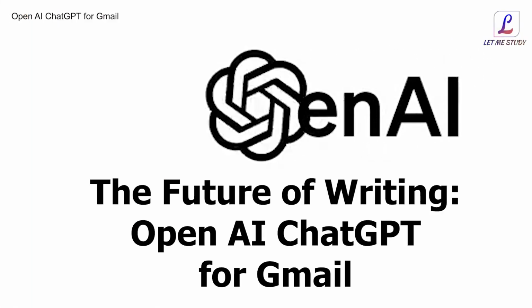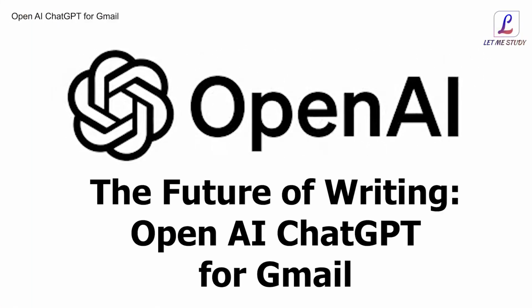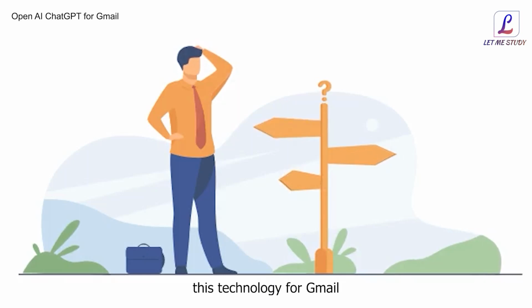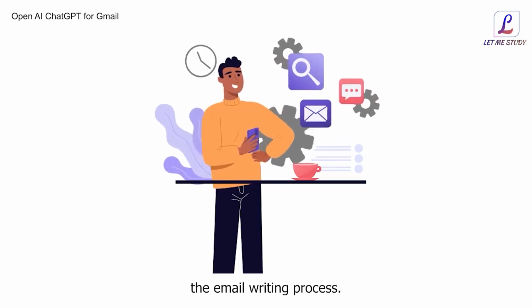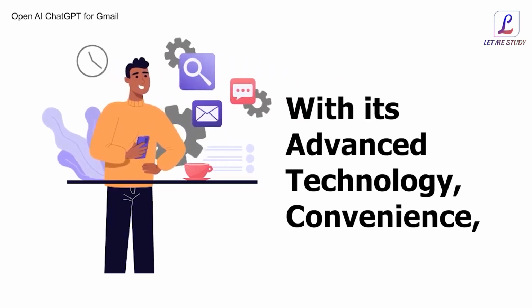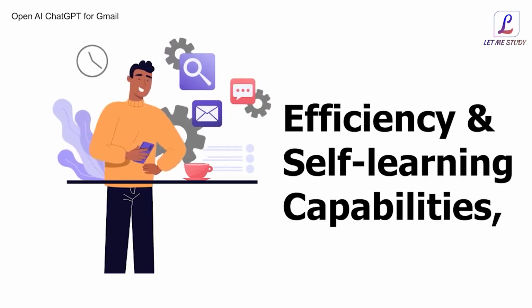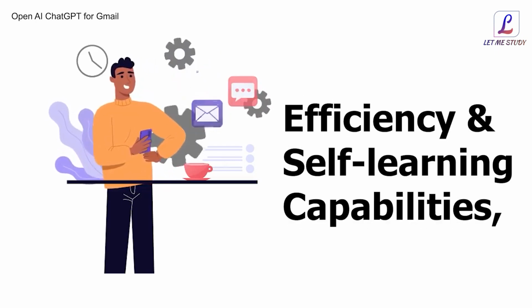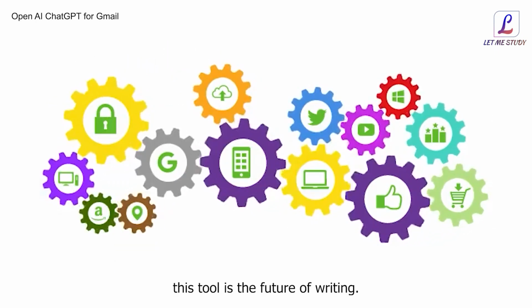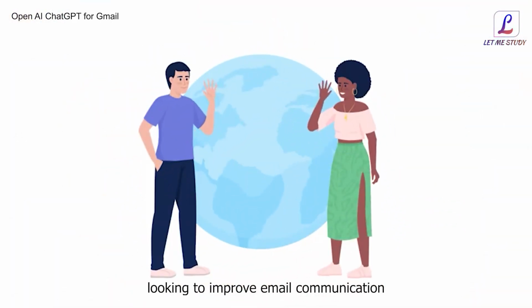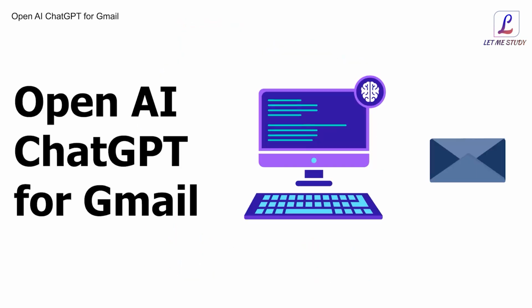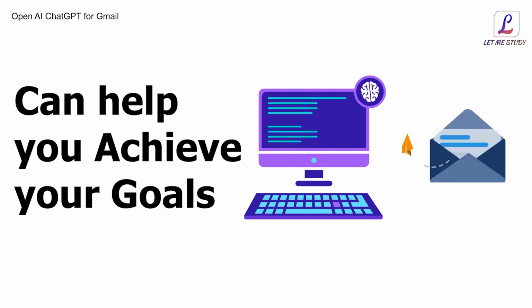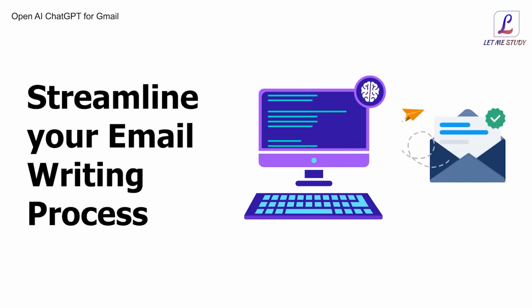The future of writing, OpenAI ChatGPT for Gmail. In conclusion, this technology for Gmail is an AI writing assistant that's revolutionizing the email writing process. With its advanced technology, convenience, efficiency, and self-learning capabilities, this tool is the future of writing. Whether you're a professional looking to improve email communication for your business or a non-native English speaker seeking better cross-cultural communication, OpenAI ChatGPT for Gmail can help you achieve your goals and streamline your email writing process.